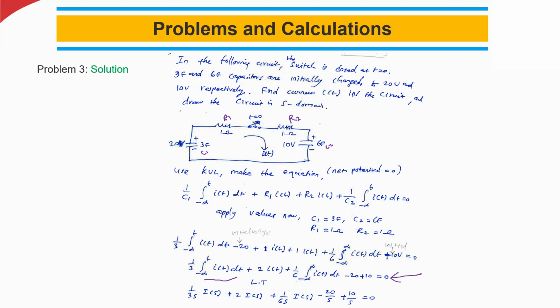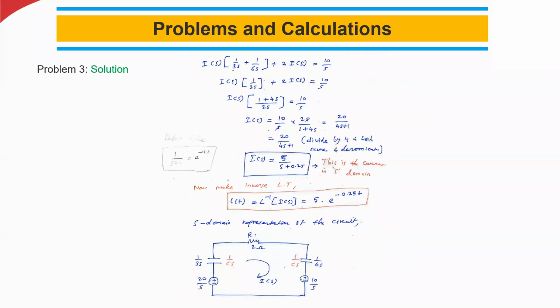So this is nothing but 1 divided by CS. C value is 3 farad, so that becomes 1 divided by 3S times I of S, plus 2 times I of S, that is the resistor, and the other capacitor, that is 1 divided by 6S times I of S, and minus 20 divided by S plus 10 divided by S. So this will become minus 10 divided by S, because this is using the same denominator. So we can simplify this further down. So the same equation will become like this.